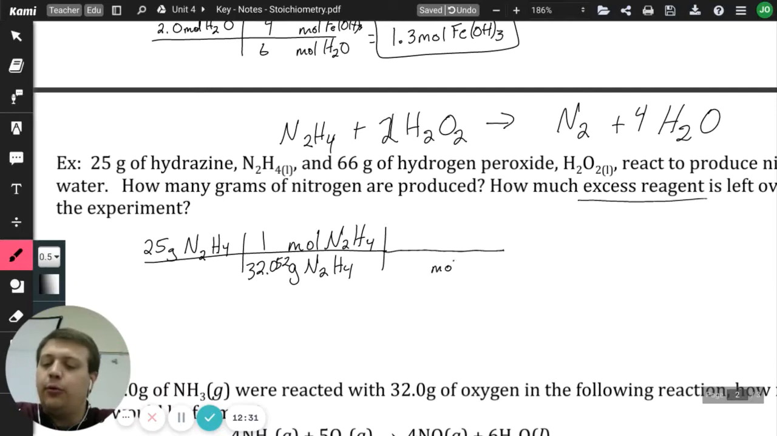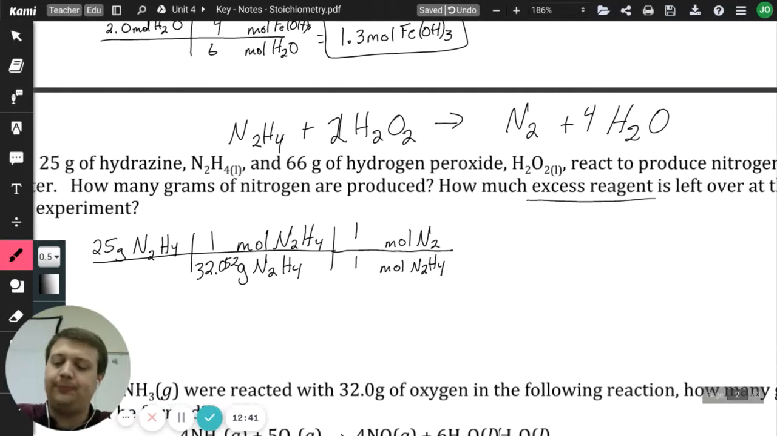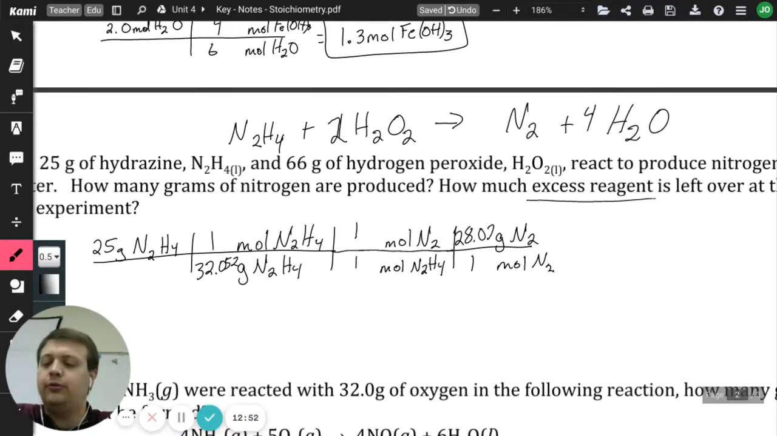And then I'm going to go from moles of hydrazine into moles of nitrogen. Looking at my ratio, that is a 1-to-1 ratio. Then I go from moles of nitrogen into grams of nitrogen. There's 1 mole for every 28.02 grams. Solve that, we're going to end up with 22 grams of nitrogen.